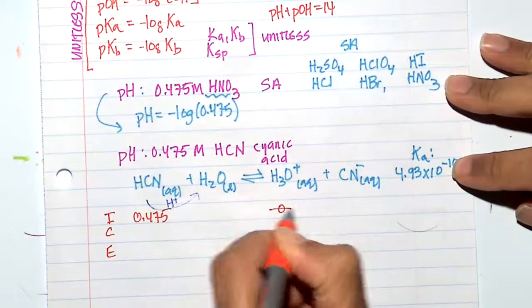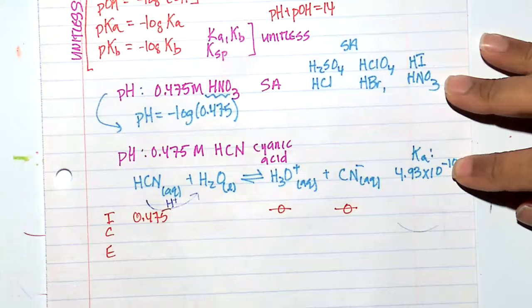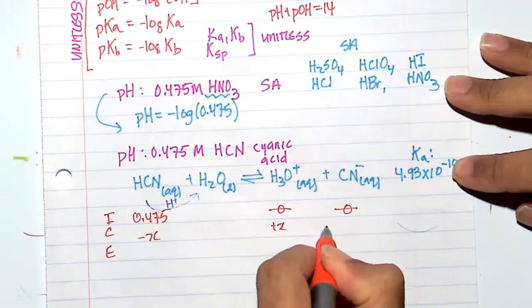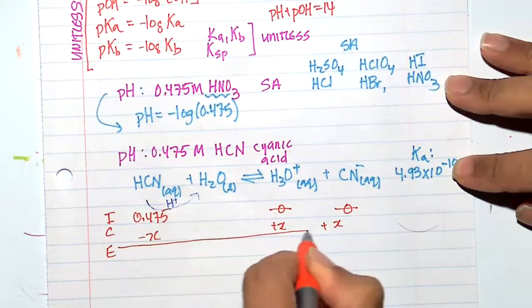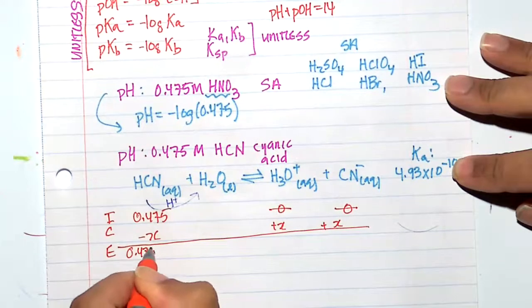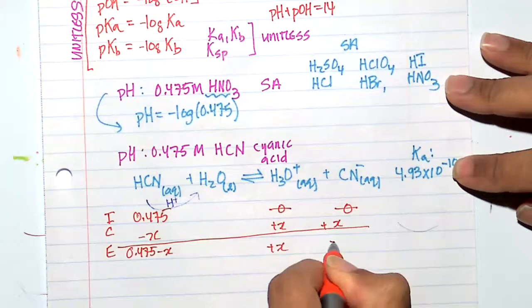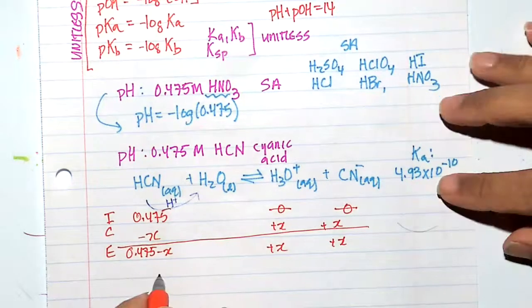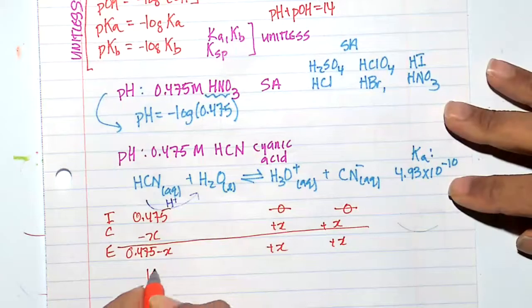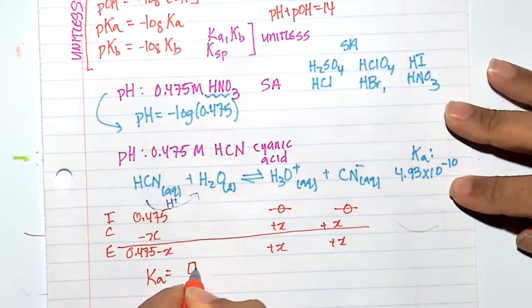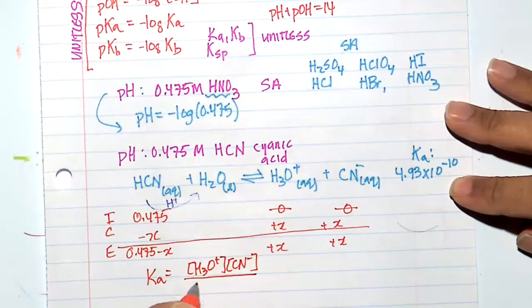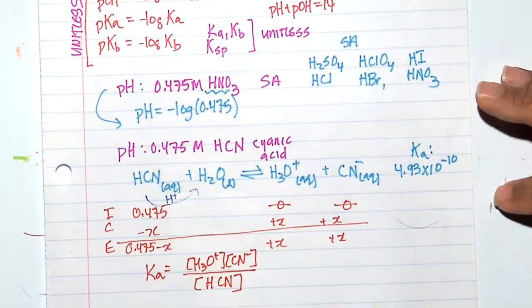Initially, we won't have this. Initially, we won't have that. Some of that cyanic acid is going to go this way, and this is just straight up using your ICE table, plus X, plus X. For lack of time, I'm just going to tell you what to do next. Now, this gets plugged into your Ka, right? Your Ka is products over reactants. No solids and no liquids whatsoever. You can plug in the numbers here.